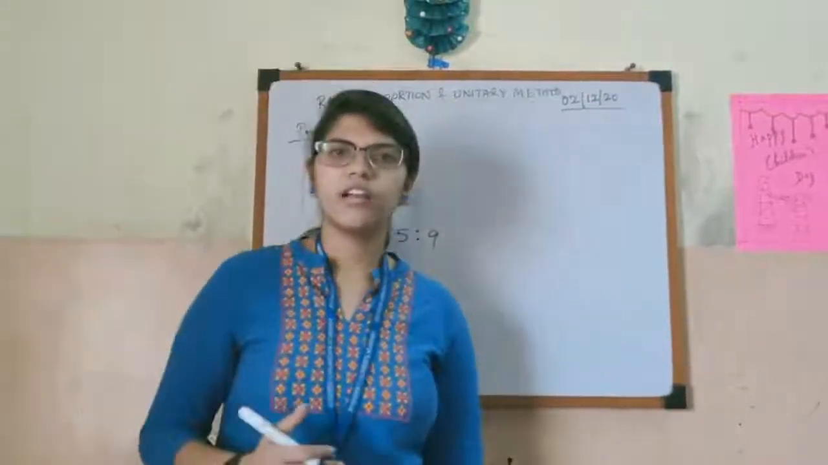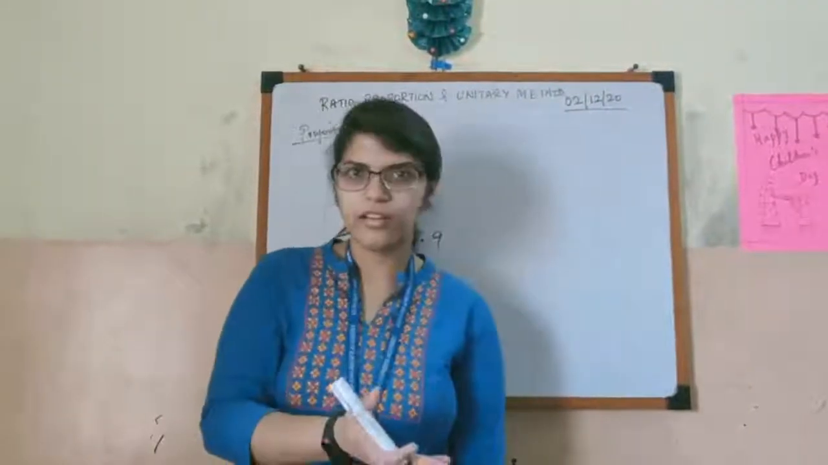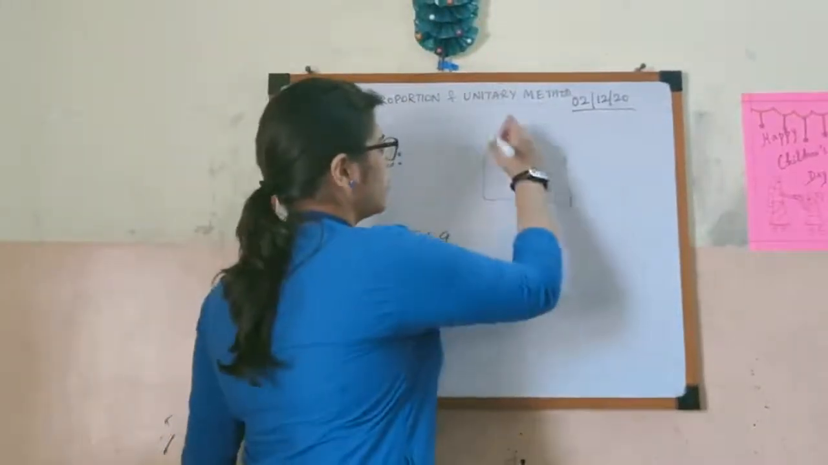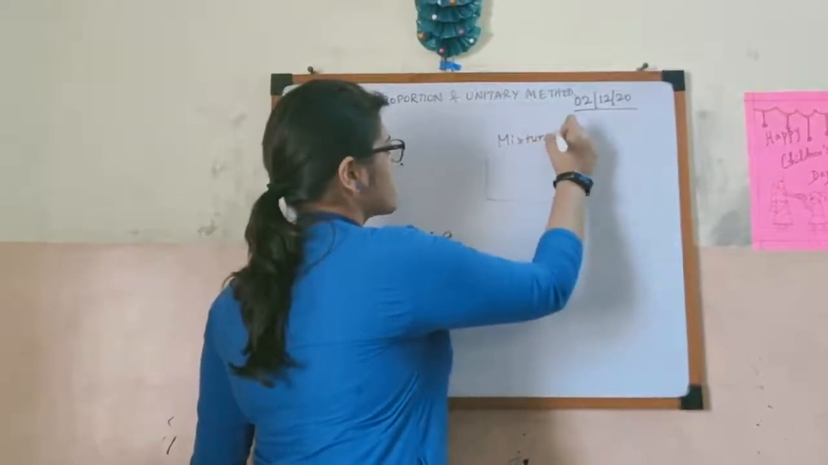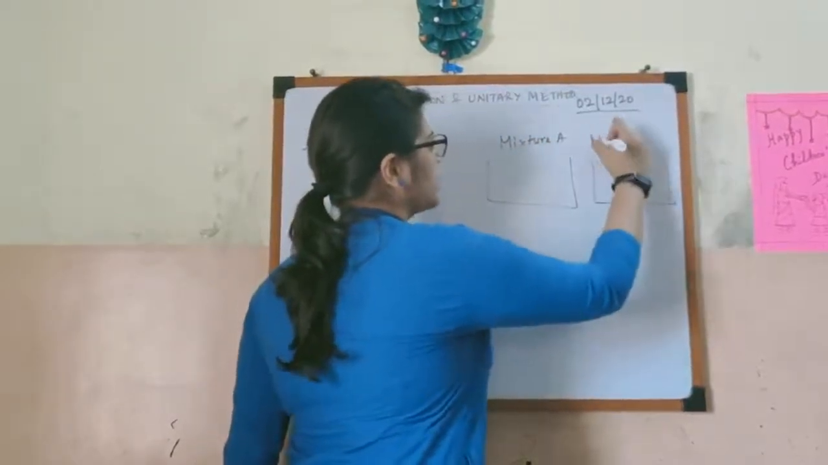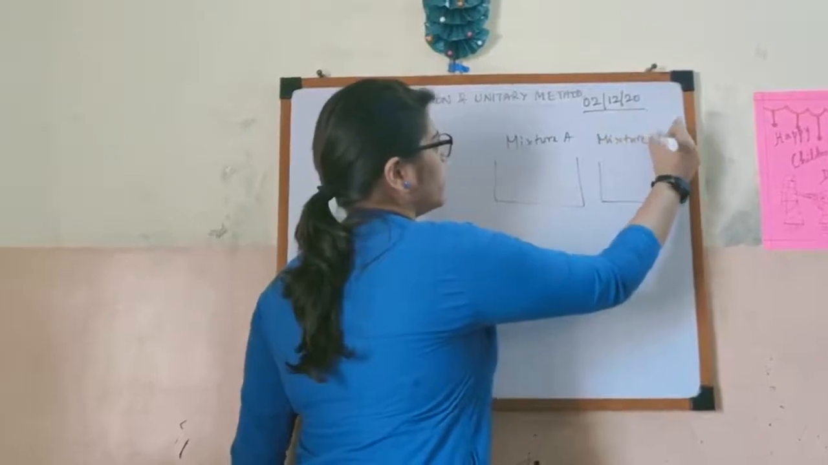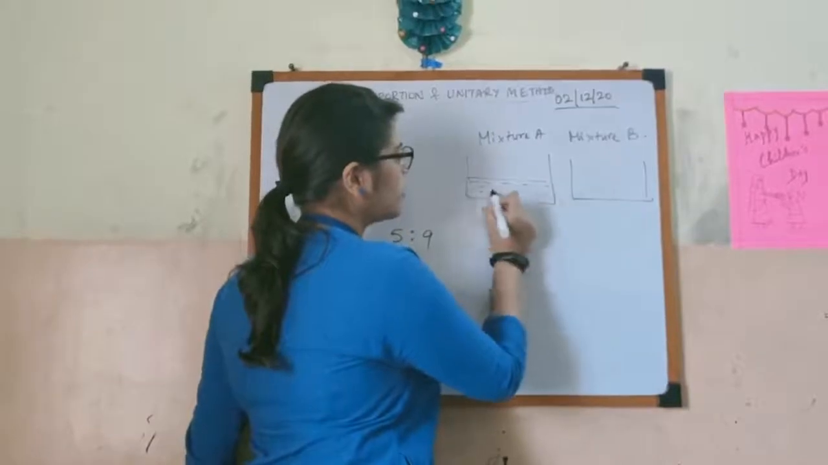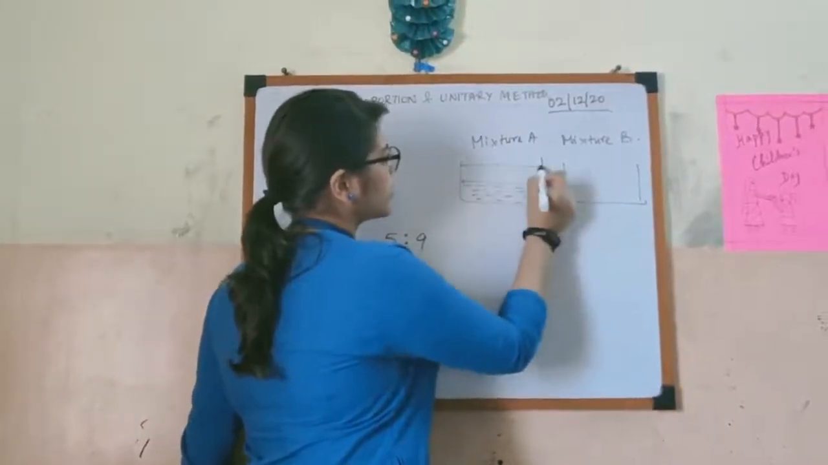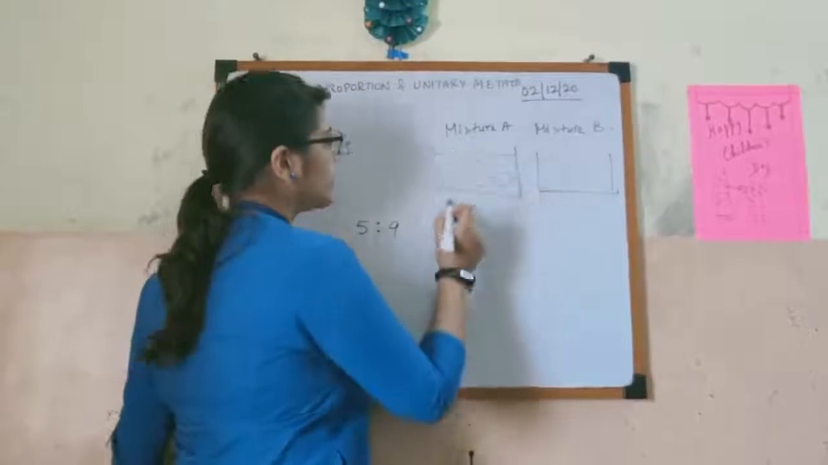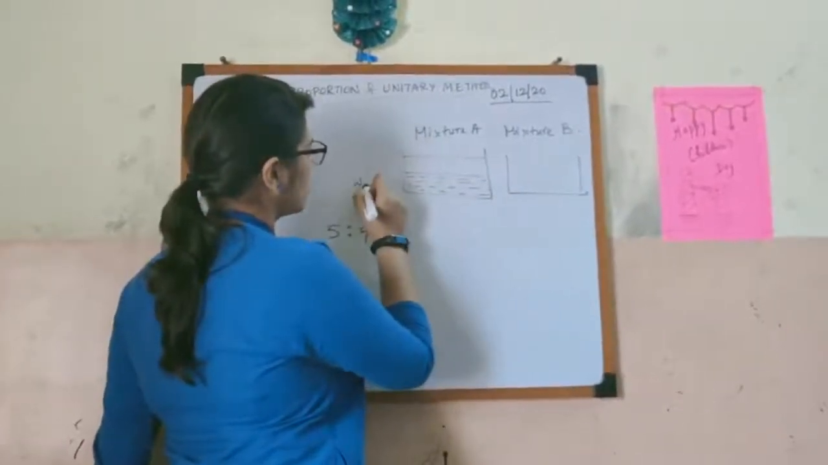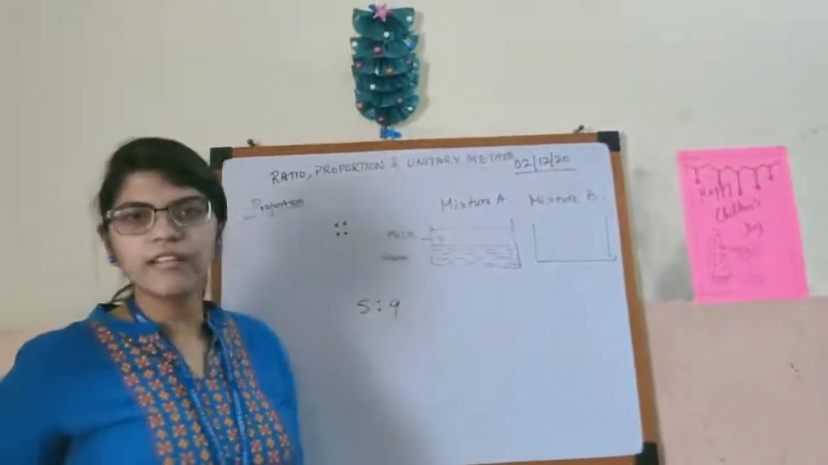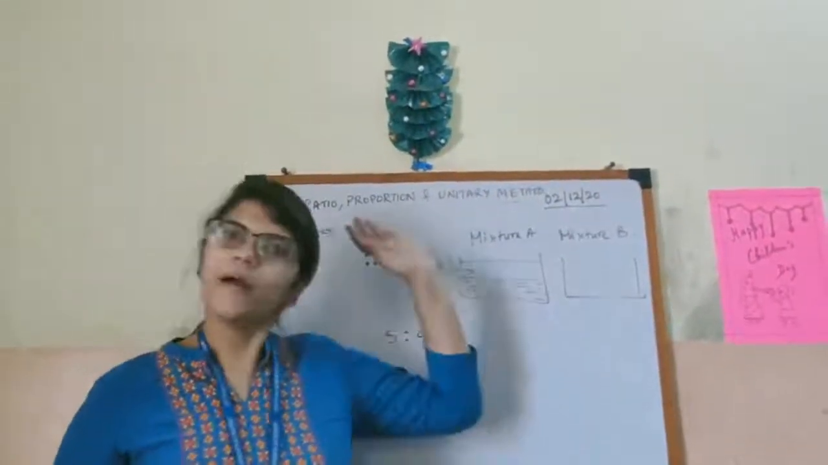Suppose there is a mixture. It contains water and milk. Okay. So in one mixture, mixture A, suppose you have mixture A and you have mixture B. So in mixture A, we have a certain amount of water. Suppose this is water and this is milk. So we have a certain amount of water present and a certain amount of milk present in the mixture.